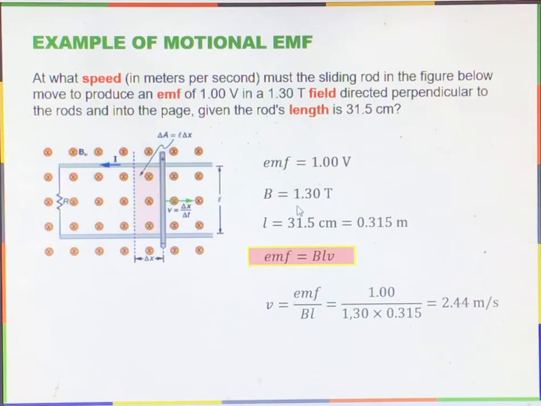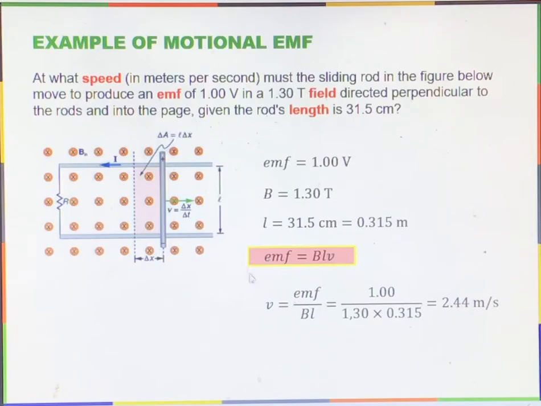In this equation, I just want to calculate the speed. The first thing I want to do is write down all the quantities that are given. The electromotive force is 1.0 volt. The strength of the magnetic field is 1.30 Teslas. The length is 31.5 centimeters, which is 0.315 meters.